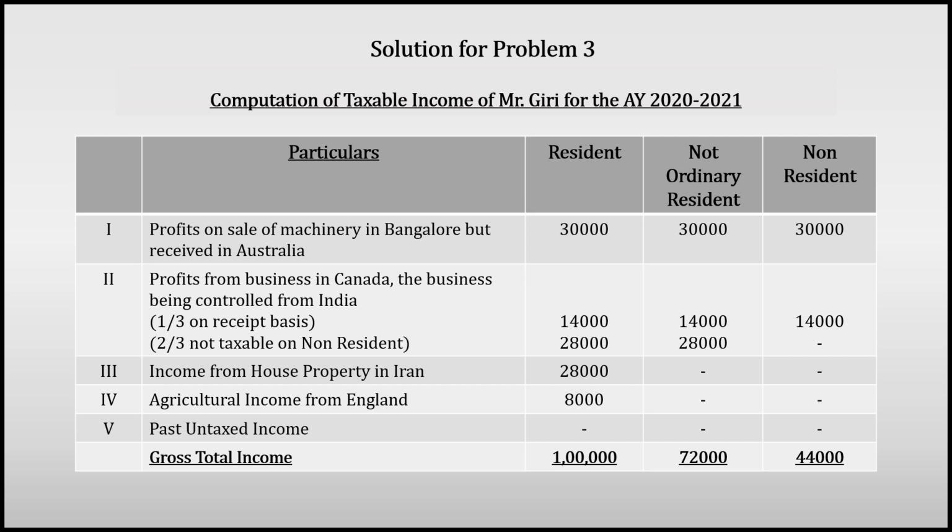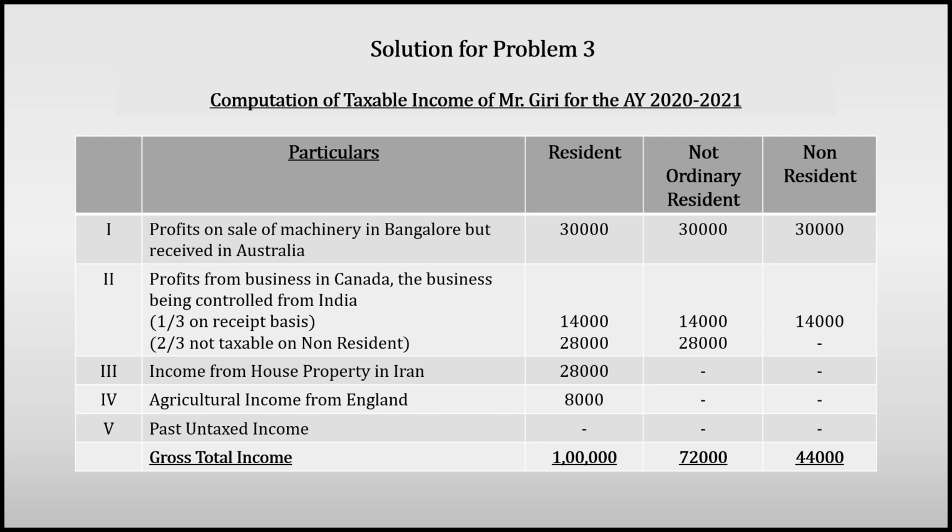Second one, profit from business in Canada, but 1/3 is received in India and the remaining is received outside, and it is controlled from India. So although it's a foreign income, 1/3 of the income is received in India. On a receipt basis, we are going to tax it for all three statuses: resident, not ordinary resident and non-resident. On receipt basis inside India, we consider 1/3 as an Indian income. So for all three, it is taxed.